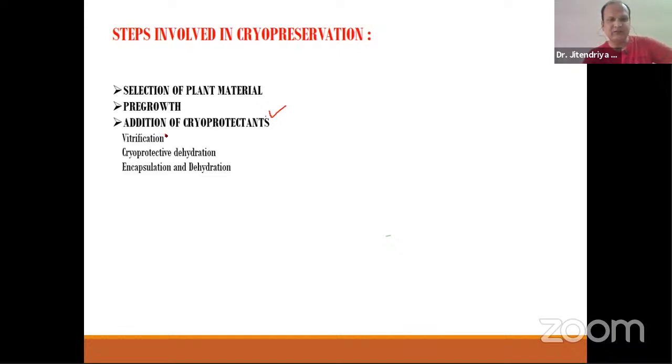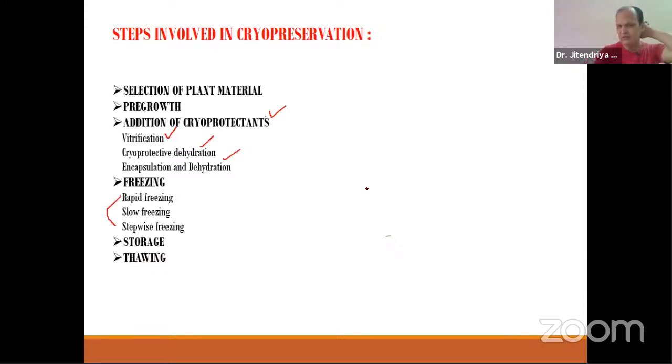There are certain vitrification procedures. Some of the dehydration procedures are also there, and an important one is encapsulation and dehydration. We will discuss that in detail. Next one is freezing, that is the fourth one. Fifth one is storage. Under freezing, we will discuss these three parts.